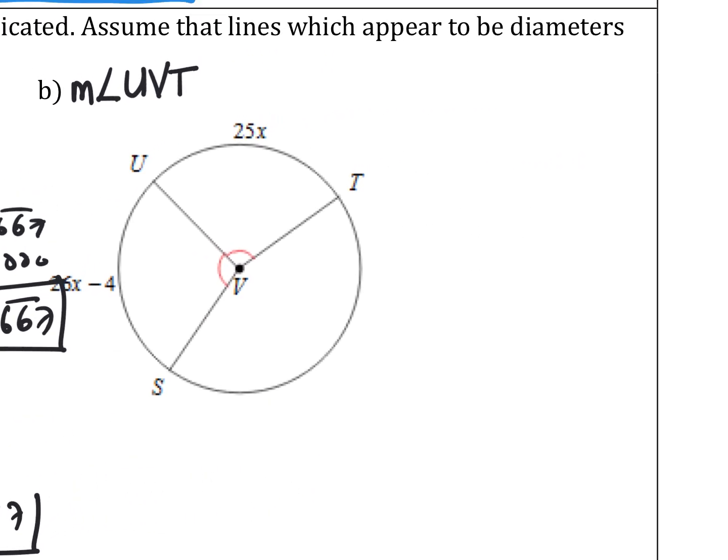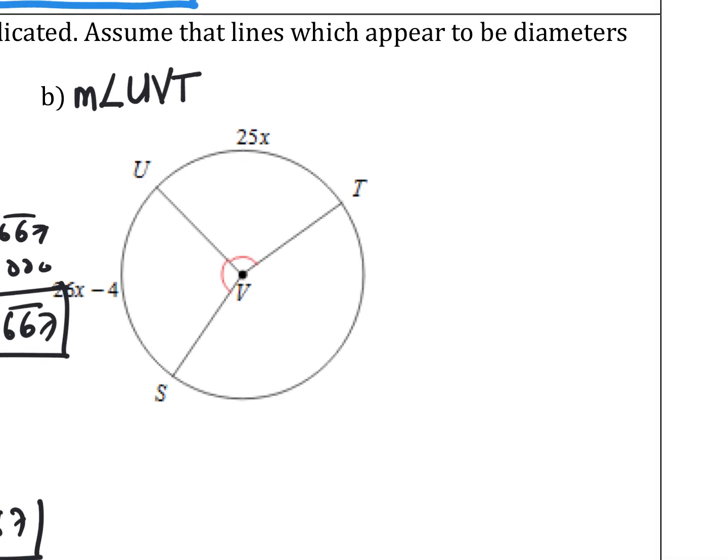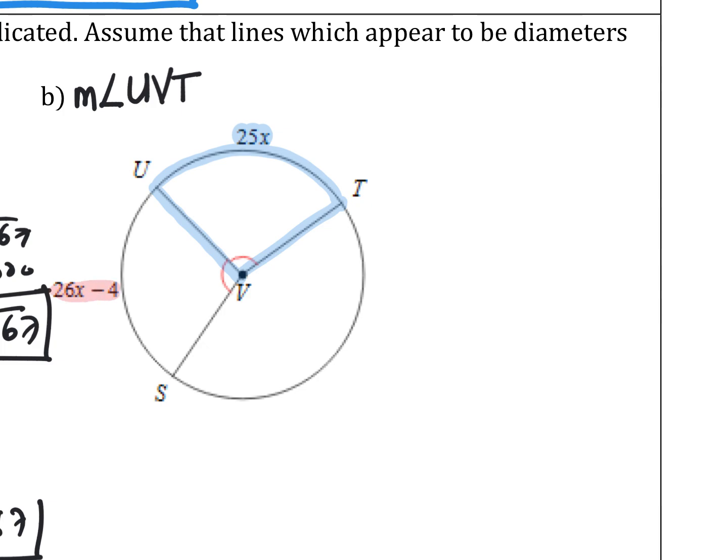Okay, let's go to letter B. Here we are asked to find the measurement of angle UVT. U, V, and T. But we are given the arc size in here, which is 25x. So if we're going to continue with the process, we know that a circle has a total of 360. The size of 26x minus 4 is also given in here as additional information. So let's create our equation now with all of this.